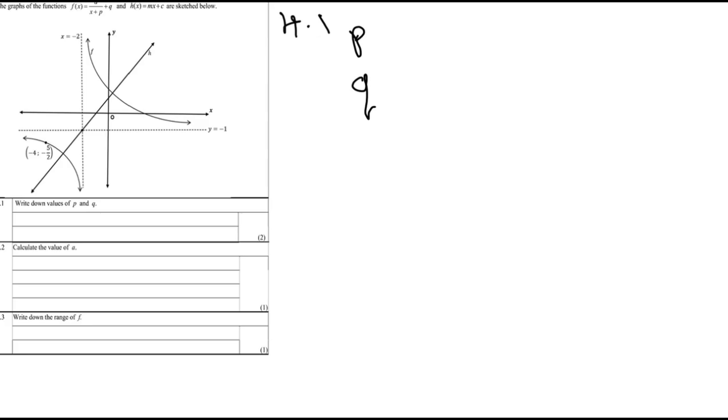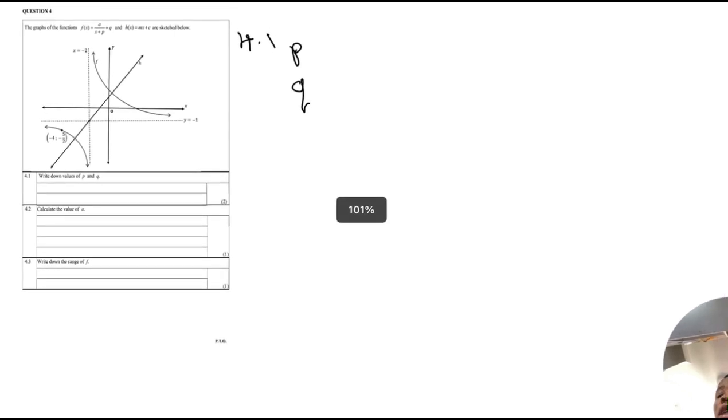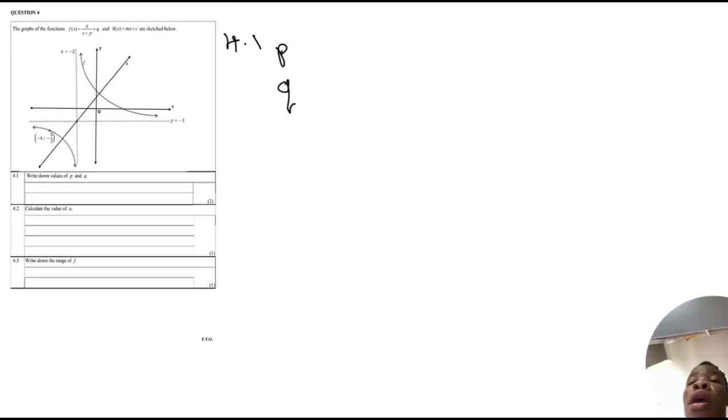So the value for P is the vertical asymptote, and looking at the graph, the vertical asymptote there is -2, but then when you take that -2 into the equation, it will now become positive. Therefore, we will have P is equal to 2. Then Q is the horizontal asymptote, which will remain -1, not affected by the general term, the equation. This one is the asymptote.